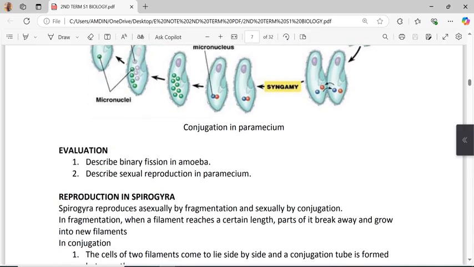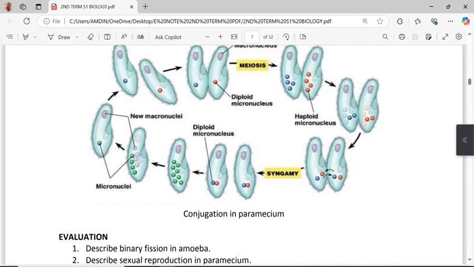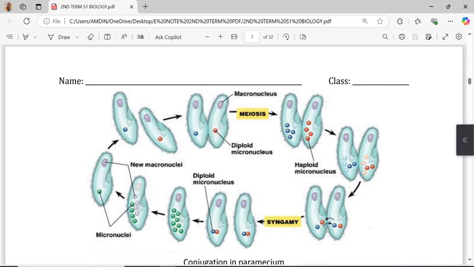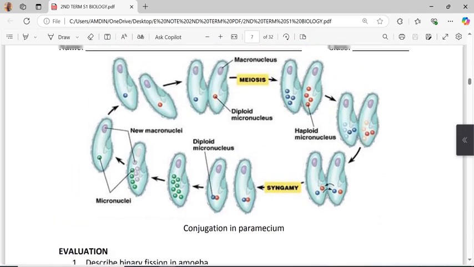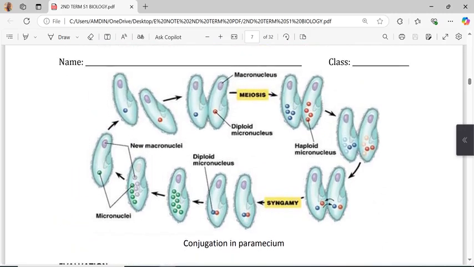Evaluation. You are to describe binary fission in amoeba and describe sexual reproduction in paramecium. The binary fission in amoeba is when one amoeba divides into two to form two daughter cells. And sexual reproduction in paramecium is called conjugation.